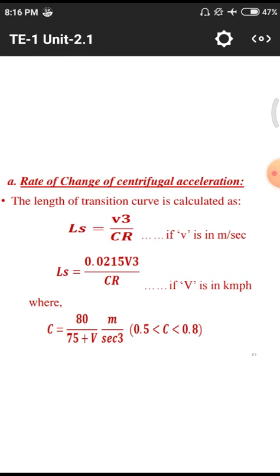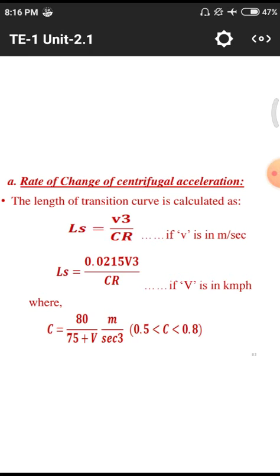If we take the velocity in kilometers per hour, the formula changes to 0.0215 V cubed by CR, because V in m/s equals 5 by 18 times V in kmph. Like that, we need to change these values according to meters per second and kilometers per hour. Here C equals 80 by 75 plus V, with V in meters per second. This is the empirical formula given by the Indian Roads Congress, and we need to remember it.